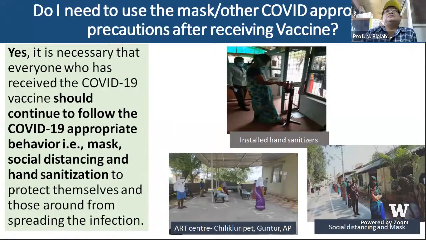Now, do I need to use the mask or other COVID appropriate precautions after receiving the vaccine? The answer is very much yes. It is necessary that everyone who has received the COVID-19 vaccine should continue to follow the COVID appropriate behavior, masks, social distancing, hand sanitization, to protect themselves and those around from spreading the infection, because they can always have a second infection.